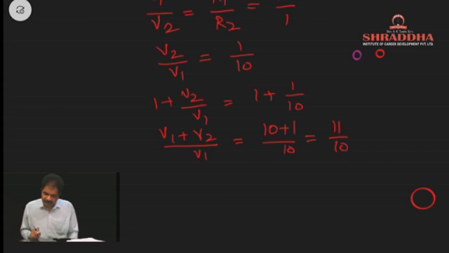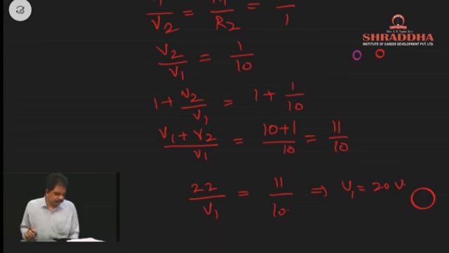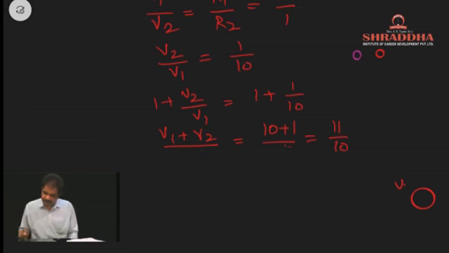V1 plus V2 is nothing but V. The V value they have given is 22, so 22 is equal to 11 by 10 into V1. V1 is then 20 volt. So the option will be the fourth option. Answer is 20 volt. Next, one more problem we'll see. Problem number 86 we will discuss.